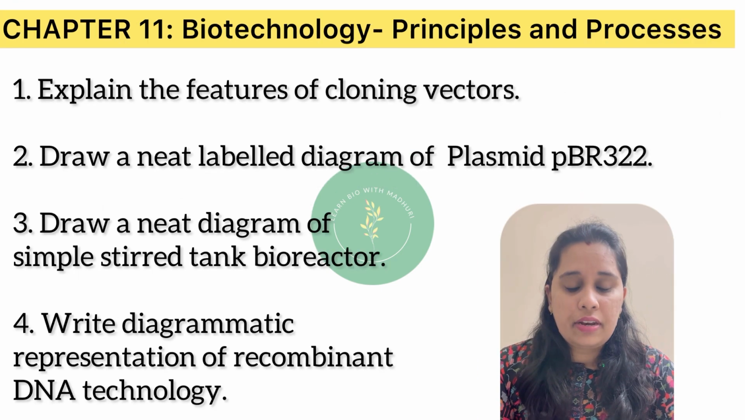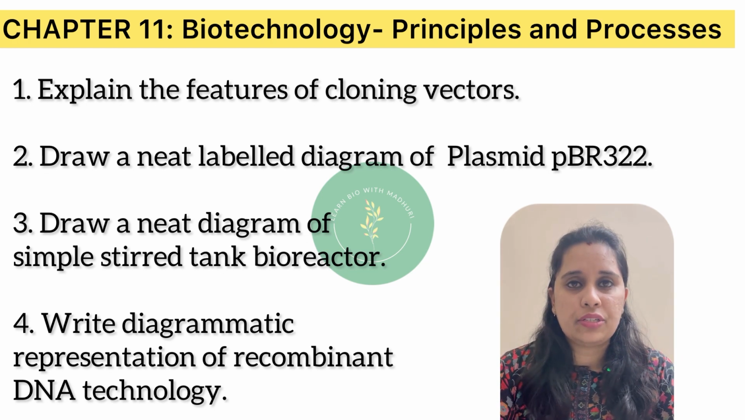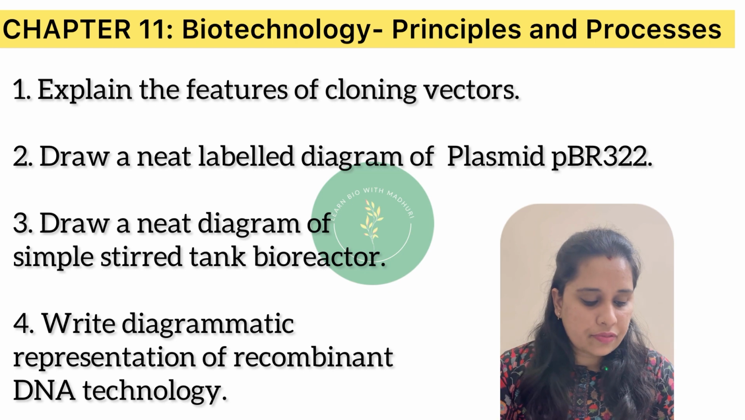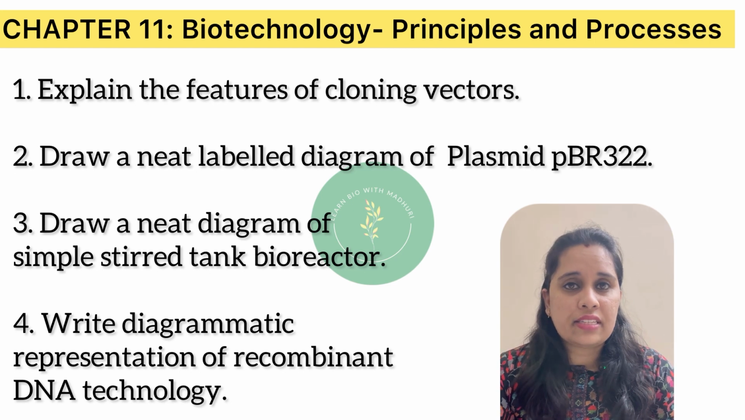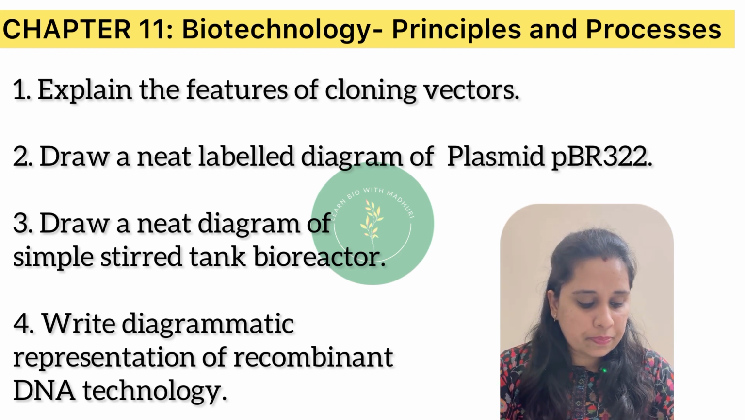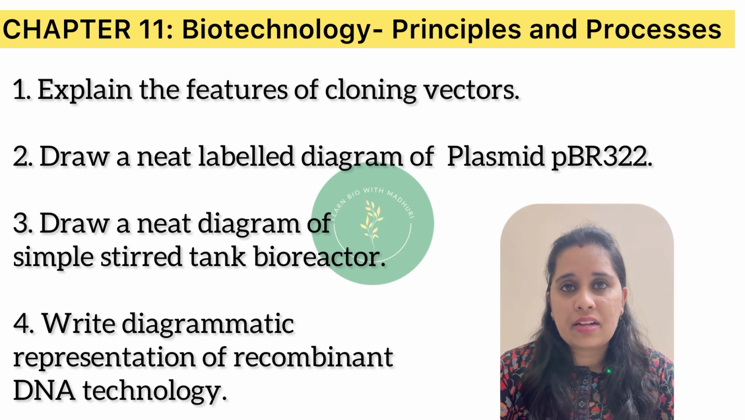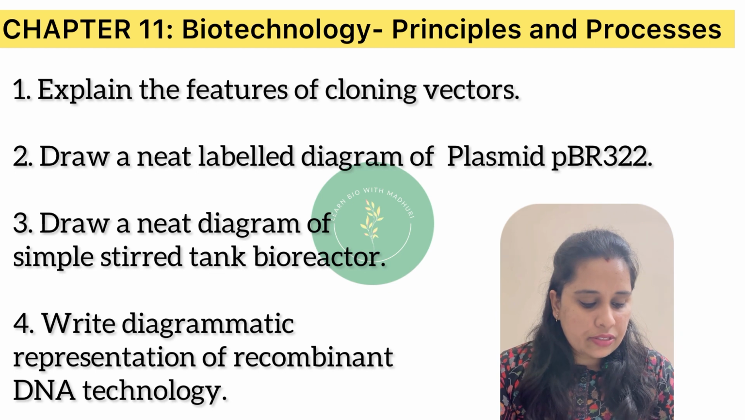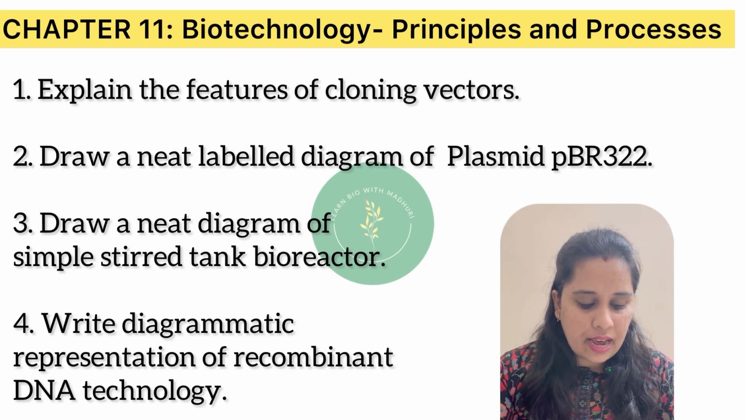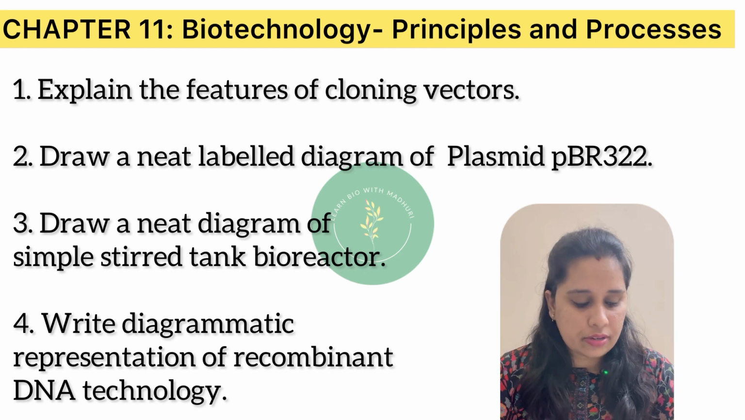Chapter number 11, Biotechnology Principles and Processes. Here 4 important questions are commonly asked. Question number 1, explain the features of cloning vectors. So what do the cloning vectors help in biotechnology field? 2, draw a neat label diagram of a plasmid pBR322. This has been commonly asked question. Question number 3, draw a neat diagram of a simple stirred tank bioreactor. Very, very important.